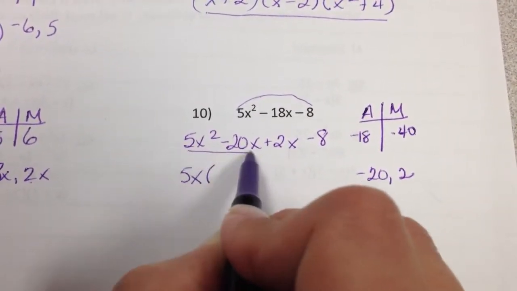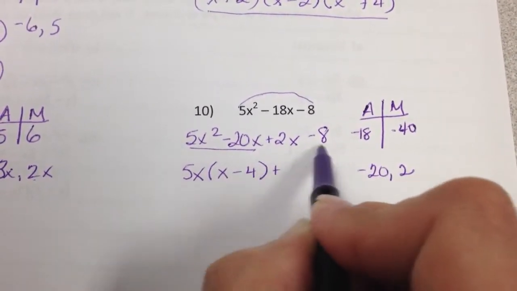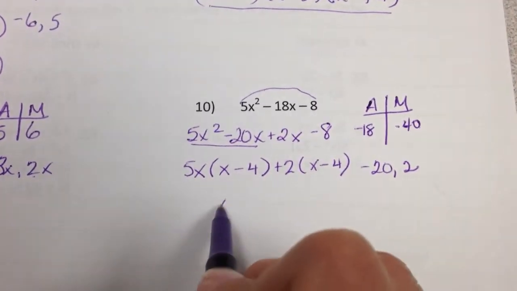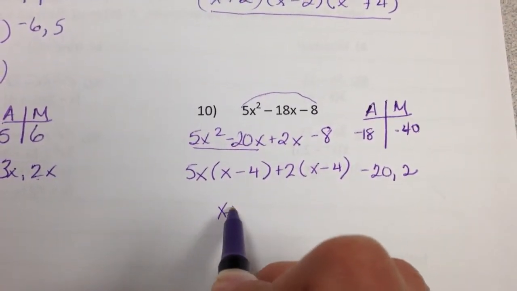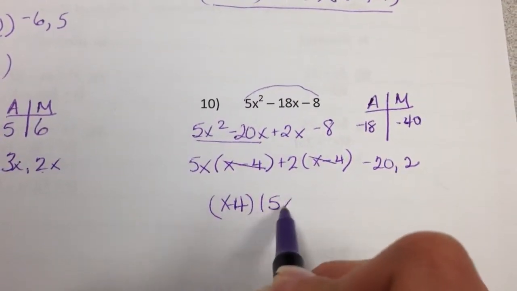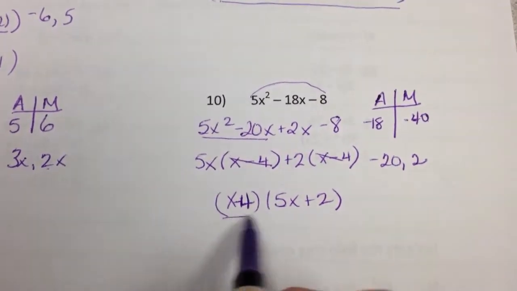So I'm going to start off with a 5x right there, leaving me x minus 4. And over here I can take out a 2, leaving me x minus 4. What's common is the x minus 4, and that leaves me with 5x plus 2. That's an x minus 4 there.